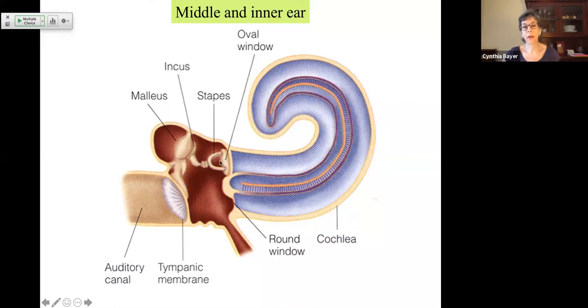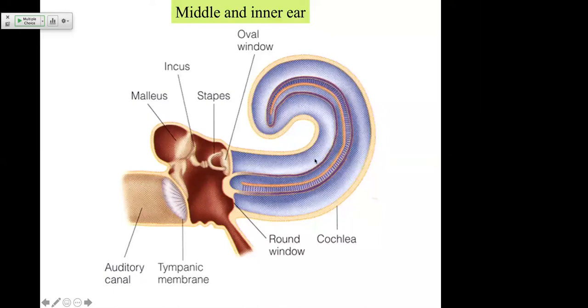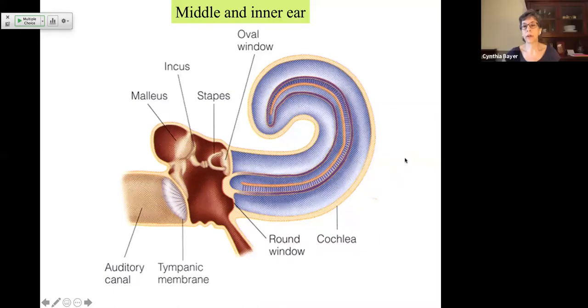And they will vibrate against what we call the oval window. This oval window is the interface between the air-filled space of the middle ear and the fluid-filled canal of our inner ear. And this is where the hearing is actually occurring. So the vibrations on our oval window will be transformed into pressure waves within the fluid of this canal, which extends throughout the inner ear, which we call the cochlea, based on this coiled-up shape.